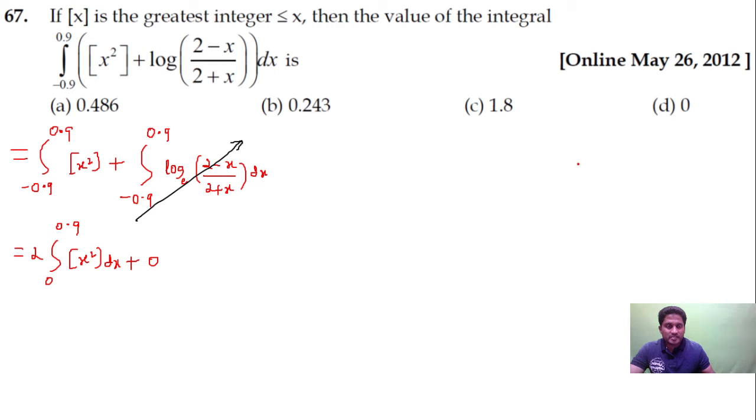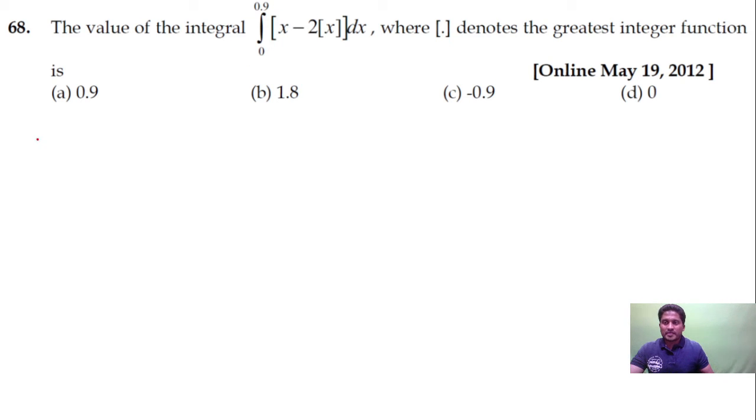Now if x lies between 0 and 0.9, okay, obviously x square lies between 0 and 0.81. So box of x square will be equal to 0. Okay, if it lies between 0 and 1, box x is 0 only, right? So this is 2 into 0. Answer will be 0. Okay, answer is option D.